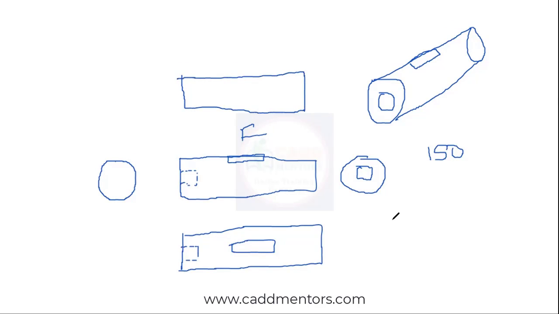See, in first angle of projection, apart from the front view, all the other views will be reversed. At left you'll be getting right, at right you'll be getting left, at top you'll be getting bottom, and at bottom you'll be getting top. Okay.